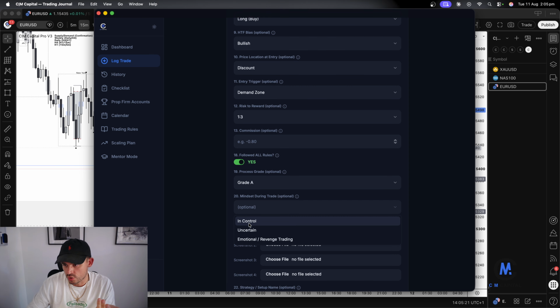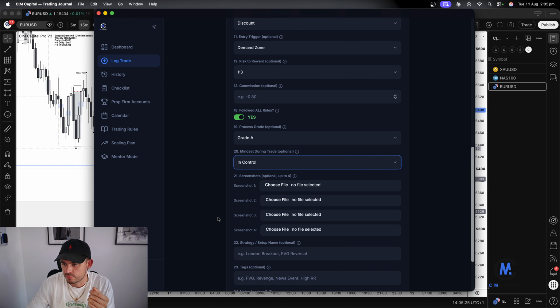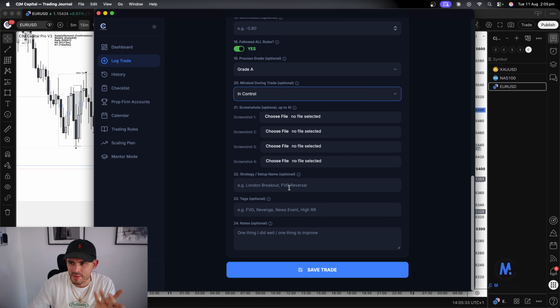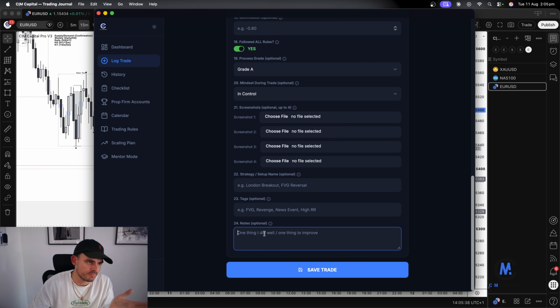Mindset, this is good as well. Emotional, uncertain or in control. Very, very cool. And then screenshots. These are obviously really good because you can go back and look at your screenshots. You can upload up to 4. Strategy name ain't as important. Tags ain't as important. Notes, they're very important for you and your personal stuff, so you can add a little note there. Save the trade.